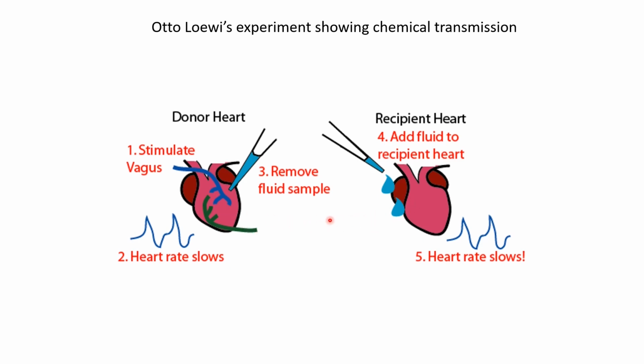And of course, you would have done some control experiments where if you just take the fluid before the vagus nerve stimulation, then this does not happen, which shows that the stimulation of the vagus nerve releases some chemical, and that chemical is able to cause the slowing of the heart. So it's a very simple experiment, does not require any fancy equipment, but this had a profound impact on our understanding of how communication happens between neurons or between neurons and muscles. And for this work, Otto Loewi received the Nobel Prize in 1936 along with Henry Dale. Henry Dale was able to figure out what that chemical is. So he was able to show that it was acetylcholine later.